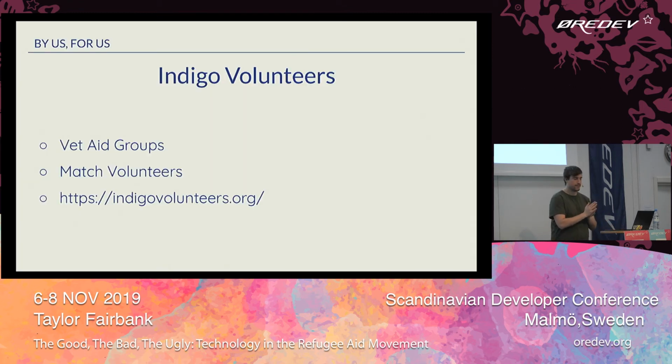So Indigo Volunteers is another group. They vet aid groups and then match volunteers to them. So they find out about each aid group, what's needed, what type of skills, what type of projects you're running, and then go ahead and match volunteers to that aid group with those requisite skills or people who are interested in that sort of work.